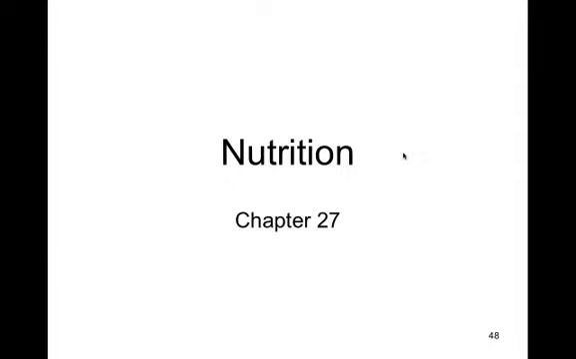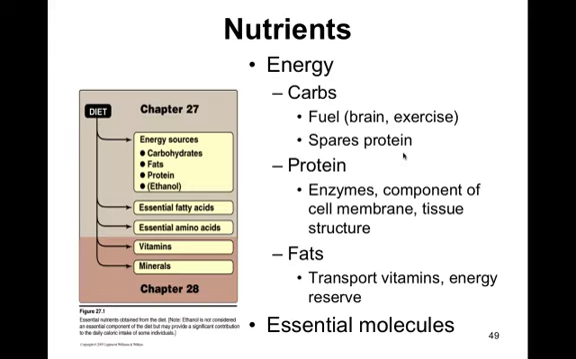So today we'll be talking about nutrition. Nutrients can be divided into two main categories, macronutrients and micronutrients. Macronutrients are those nutrients that the body needs in large amounts. These provide the body with energy in the form of calories. Micronutrients are those nutrients that the body needs in smaller amounts.